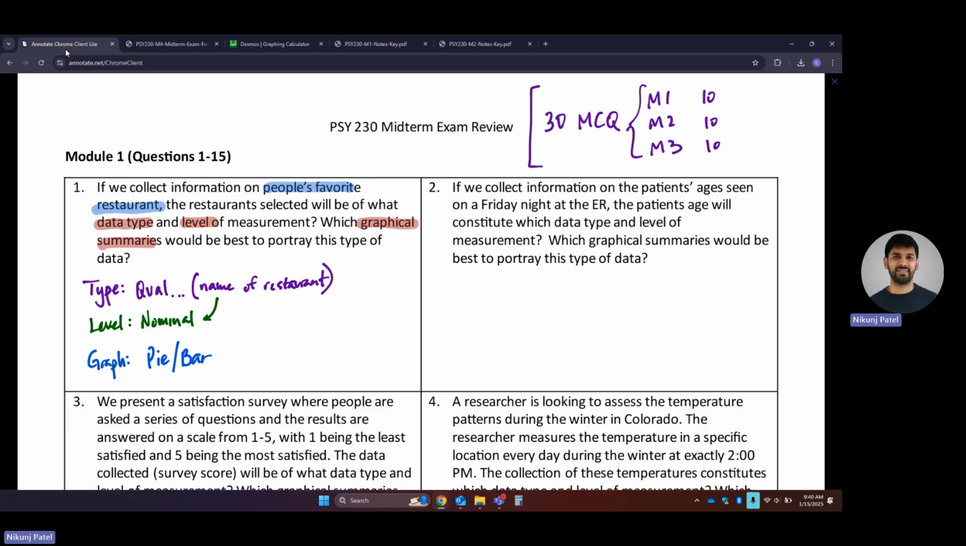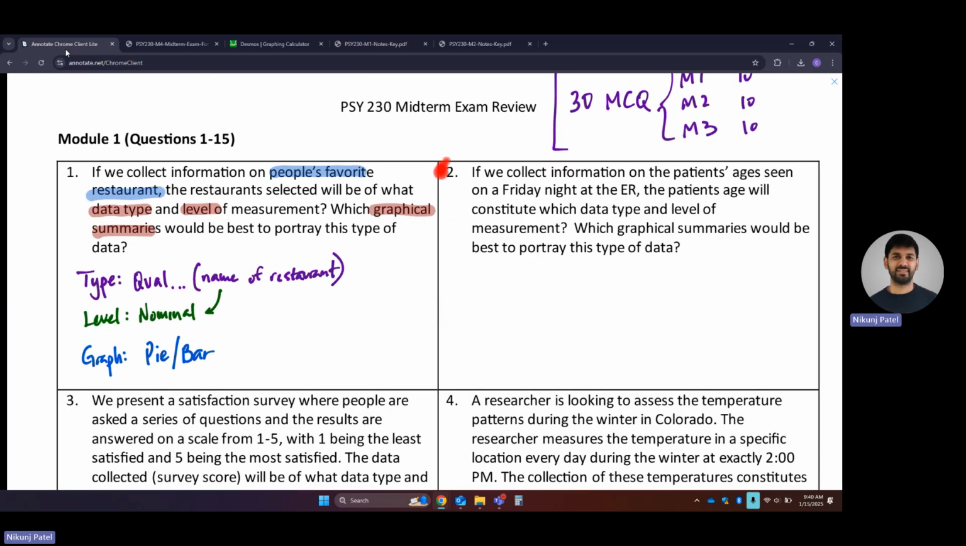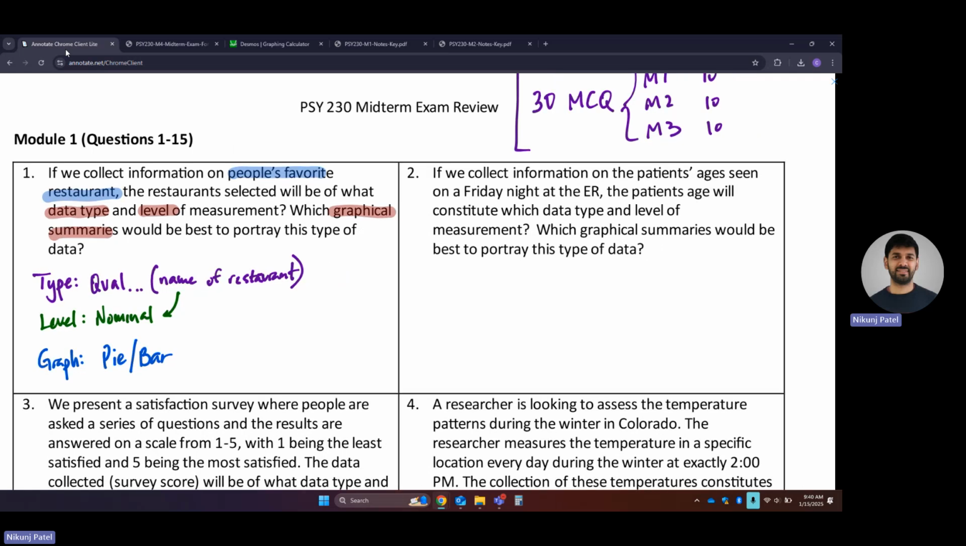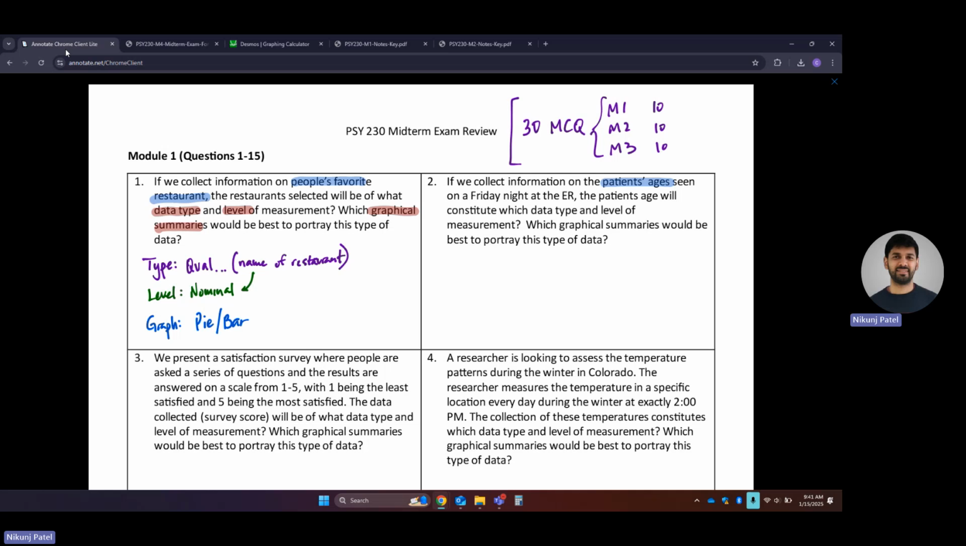So number 1 is very similar to number 2. So I'm going to leave you to try number 2 on your own just to test your knowledge on that. It's the same type of question, except you are being asked about patients' ages as they enter an ER. So answer number 2 later on, and then you can check your answer with the answer key towards the back. And I will also be posting the entire solution key as well as a PDF in the announcements later on. So you can check number 2 there later.